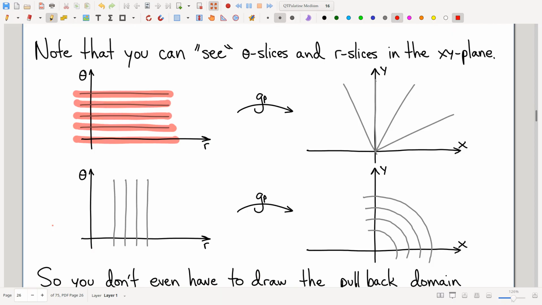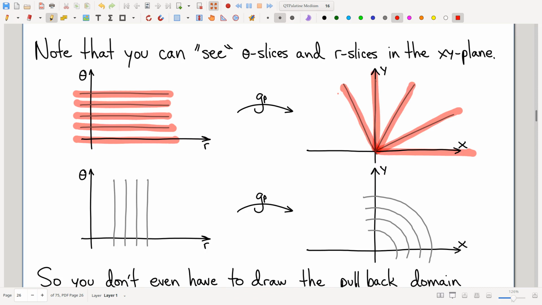As you're doing those theta slices, notice I know exactly what these look like over here. Each one of these just represents a constant value of theta, and I know what that looks like in the xy plane. Constant values of theta.